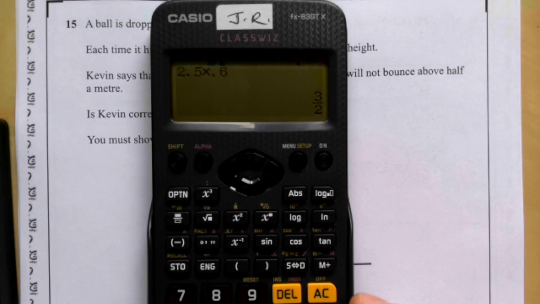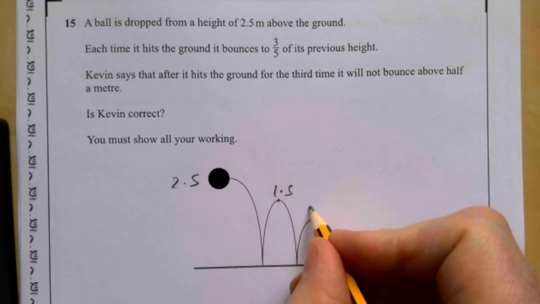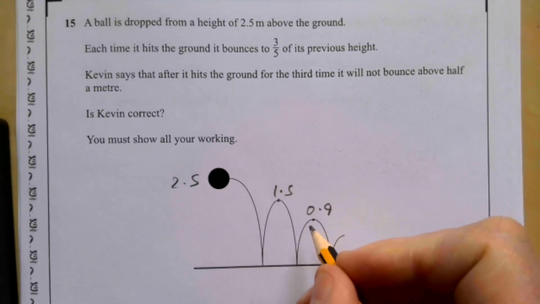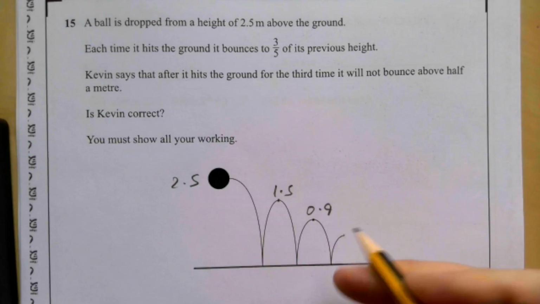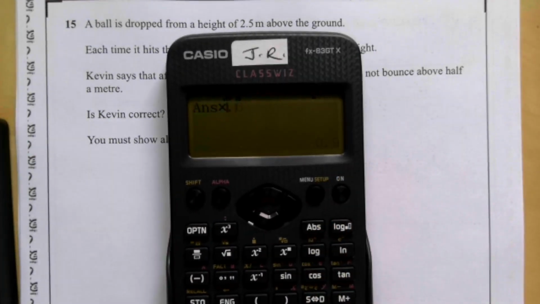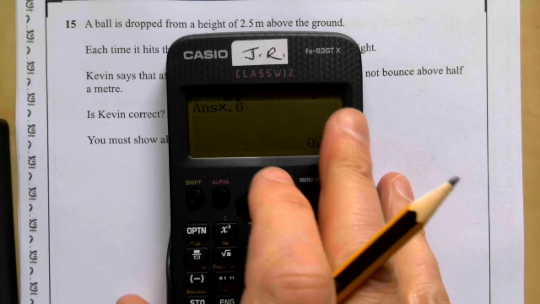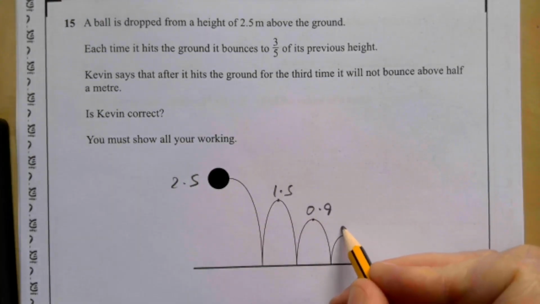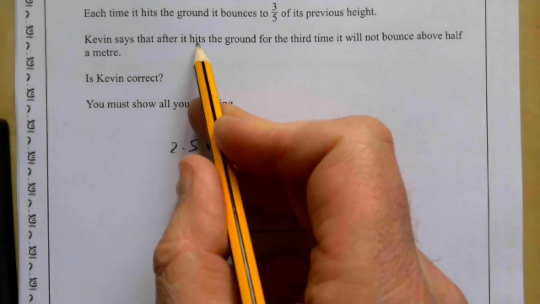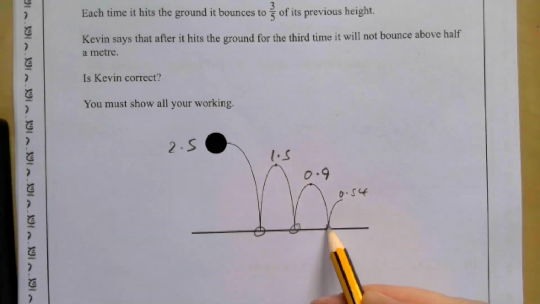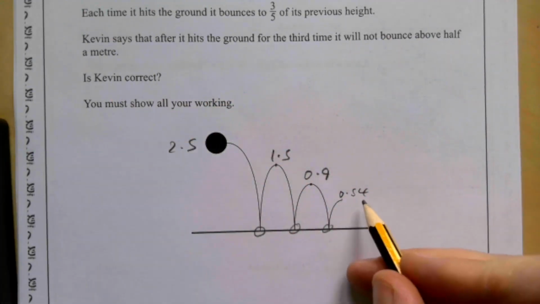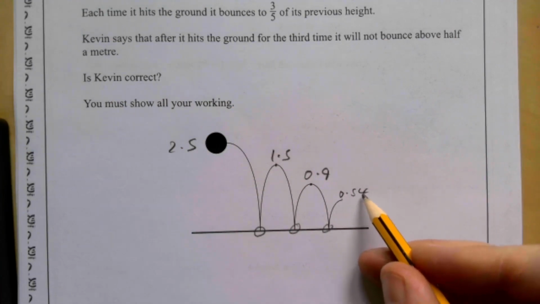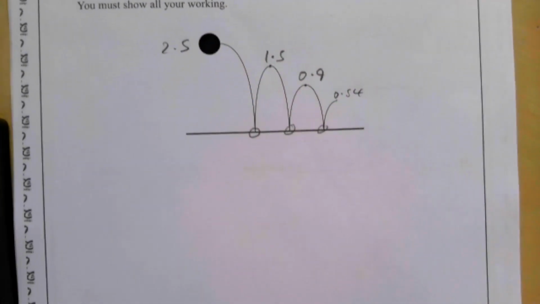3/5 of that is 0.9. And then 3/5 of that is 0.54. Kevin says after it hits the ground for the third time, 1, 2, 3, it will not bounce above half a meter. Is Kevin correct? Kevin is just incorrect. It goes just over half a meter, it goes to 54 centimeters there. So the answer is no.